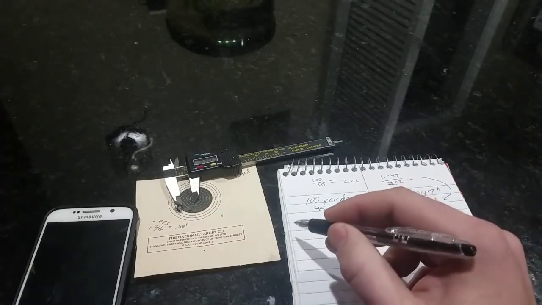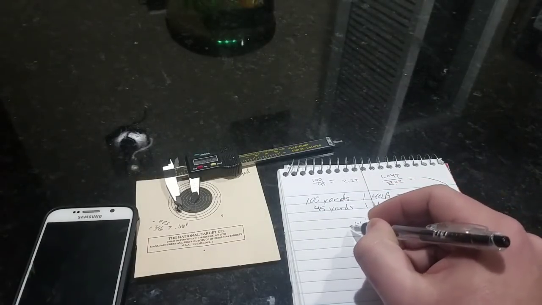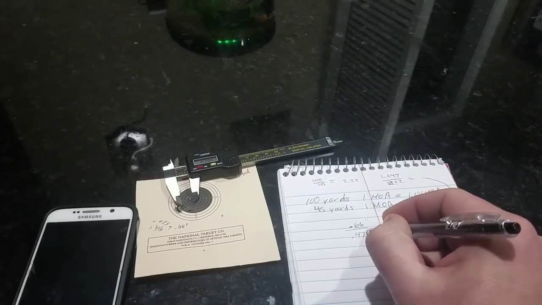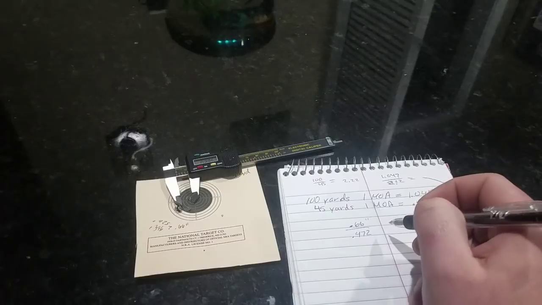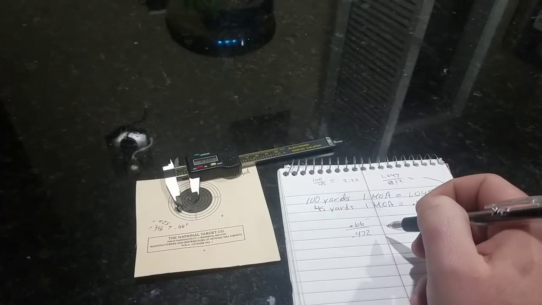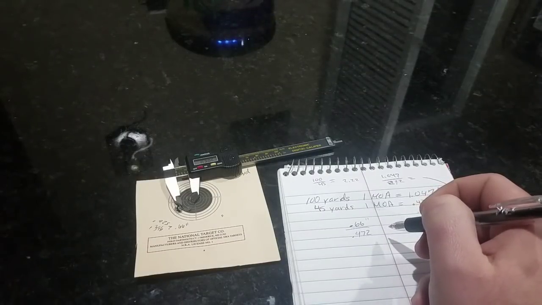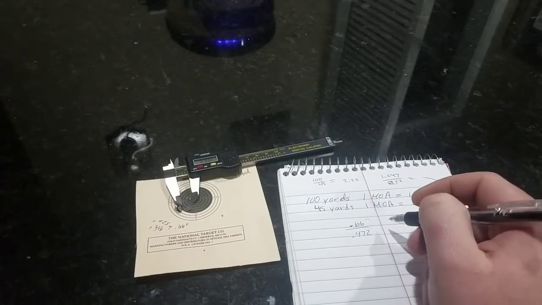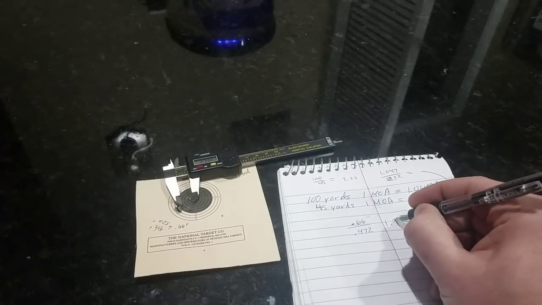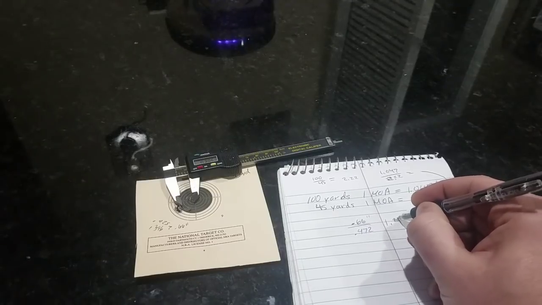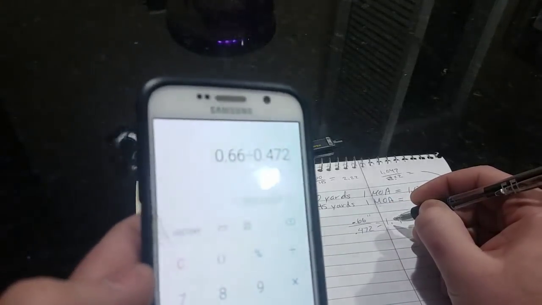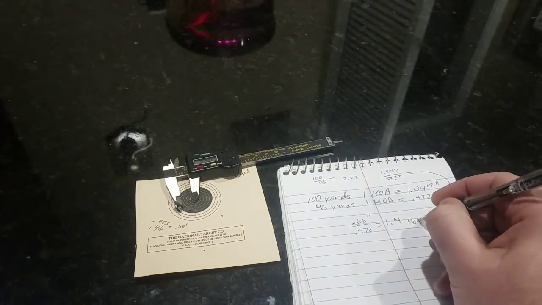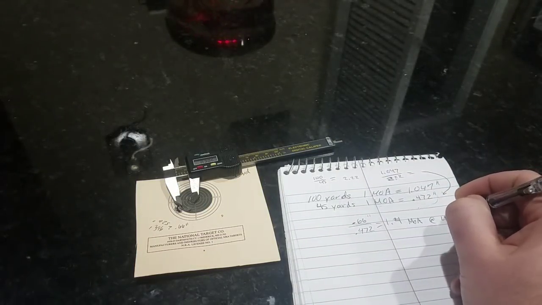So now we can take our calculation that we got on our average group size, because that is the correct measuring for a group that is not 1 hole, and divide that over top of 0.472, and that'll give us the MOA. So 1.34 or 1.4 MOA at 45 yards.